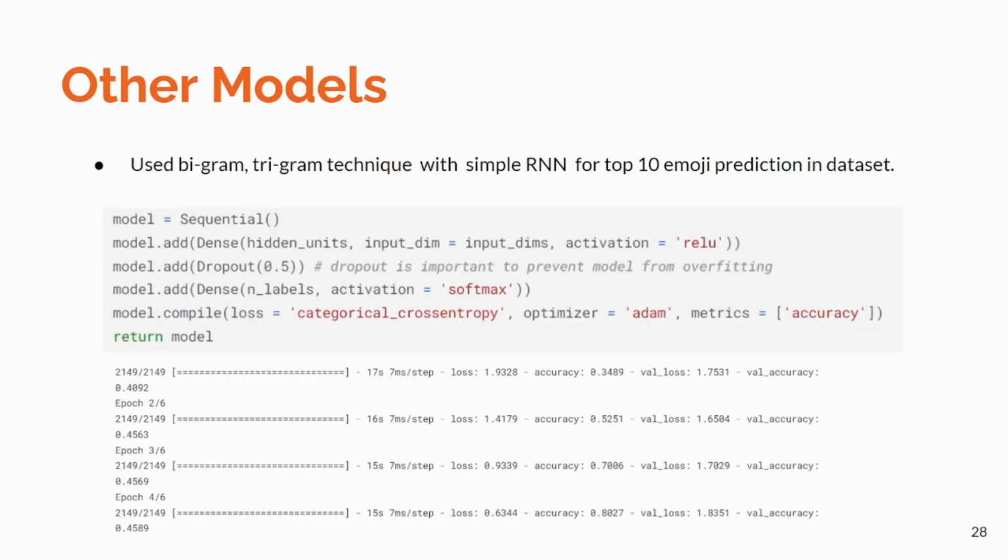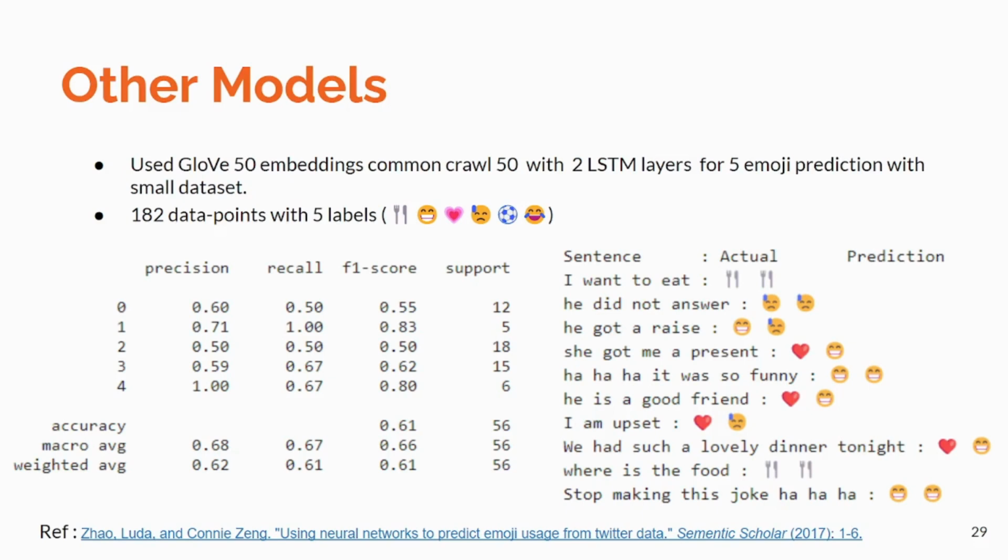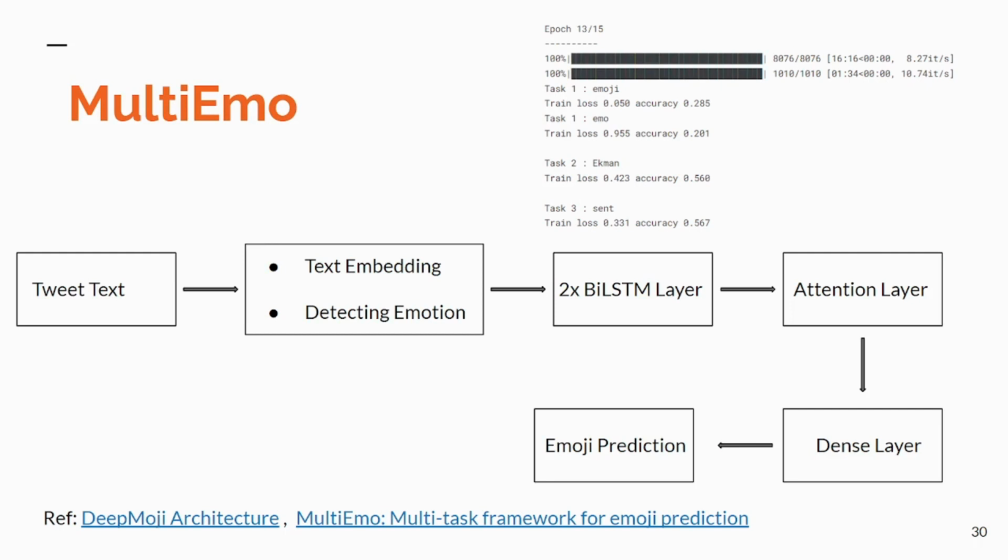Then we predicted only the top 10 emojis in our dataset using a simple RNN with the bigram trigram technique and got 48.5% accuracy. Furthermore, we narrowed down to only the top 5 emojis with 182 data points using two LSTM layers and got 61% accuracy. After trying all these models, we searched more about emoji prediction work and found three good implementations for emoji prediction. I will just give an overview of those.